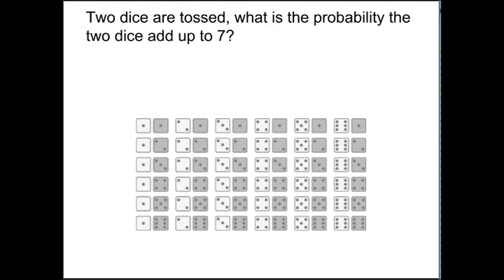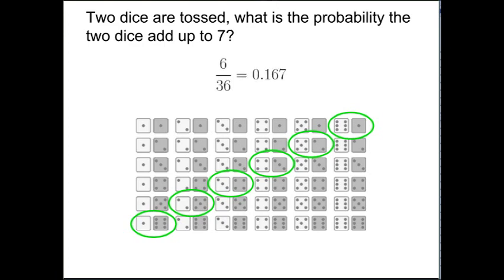So now I need to figure out how many of these outcomes produce 2 dice that add up to 7. So if we take a look at the bottom left, we know that 1 and 6 make 7. I know that 2 and 5 make 7. 3 and 4. 4 and 3. 5 and 2. And 6 and 1. So we have 6 outcomes that make 2 dice that add up to 7. And we have a total of 36 outcomes. So our fraction for the probability is going to be 6 over 36, which is equal to 0.167.